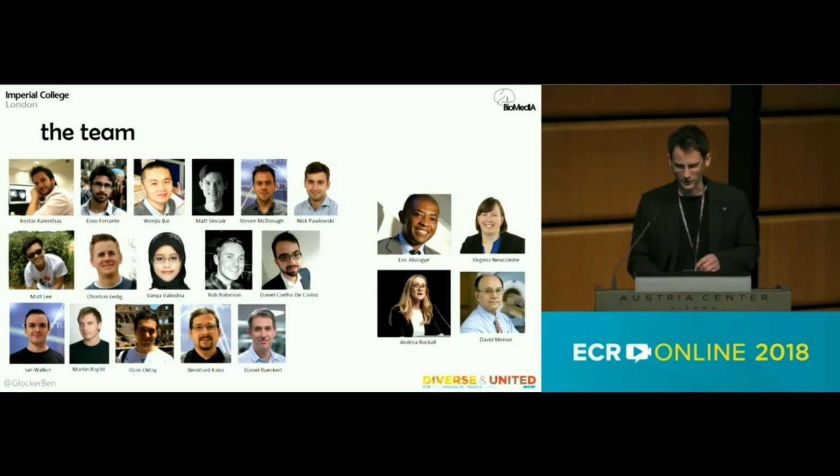That's the team. I in particular want to highlight those 4 people on the right, because they are the clinical people who do the tedious stuff of annotating the data that we need to train our machine learning methods.